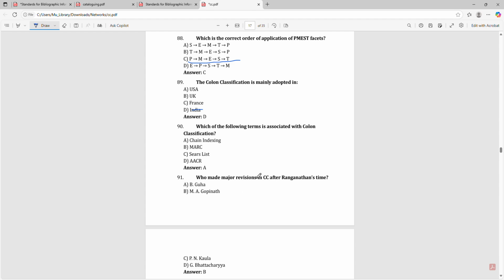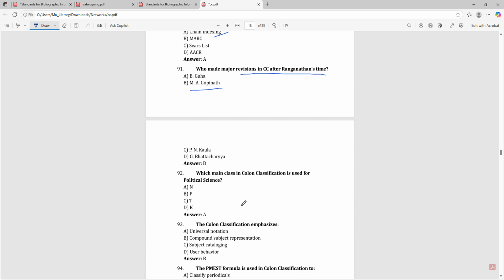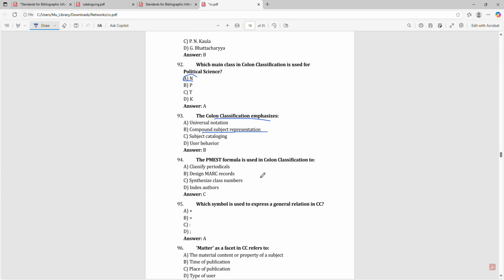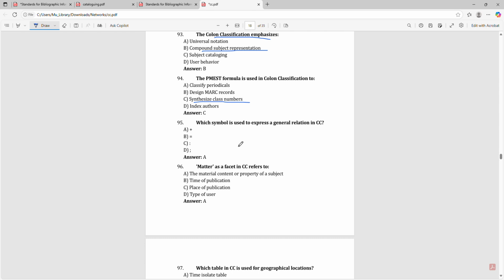Which of the following terms is associated with the CC? That is chain indexing. Who made major revisions in CC after Ranganathan's time? That is M.A. Gopinath. Which main class in CC is used for political science? That is N. The CC emphasizes compound subject representation. The PMEST formula is used in CC to synthesize class number. This symbol is used to express a general relation in CC, that is plus.